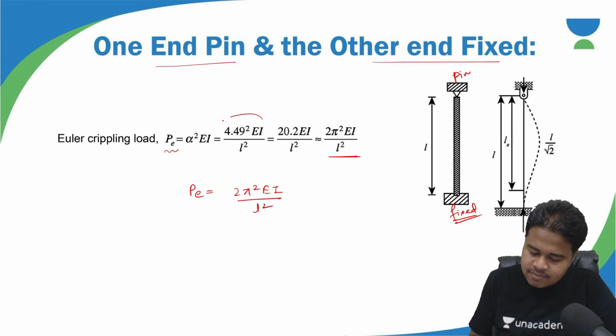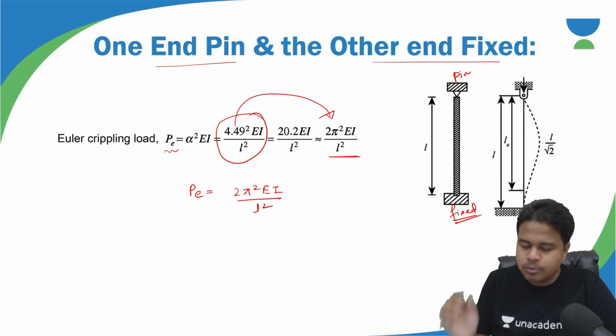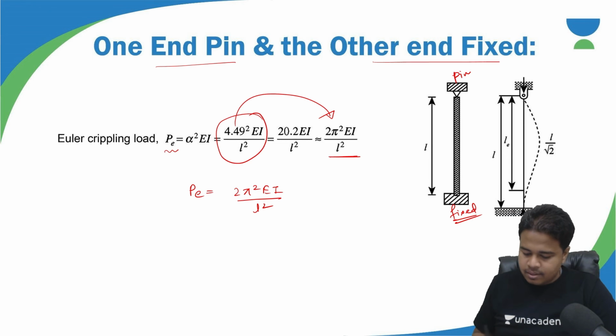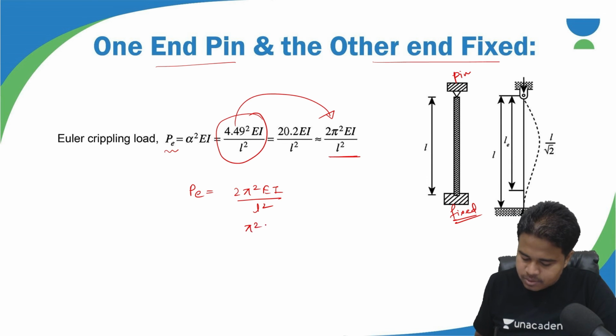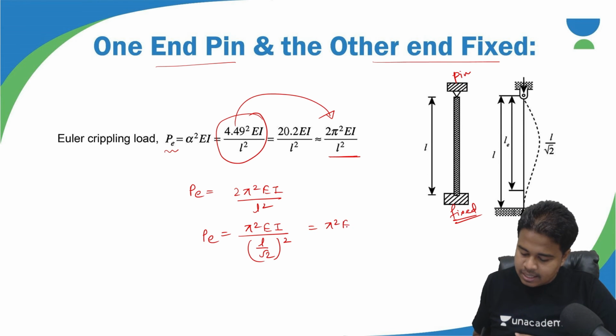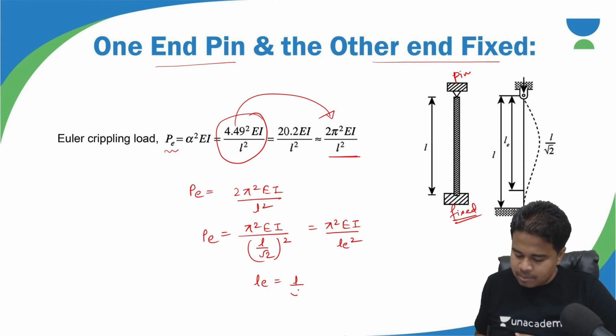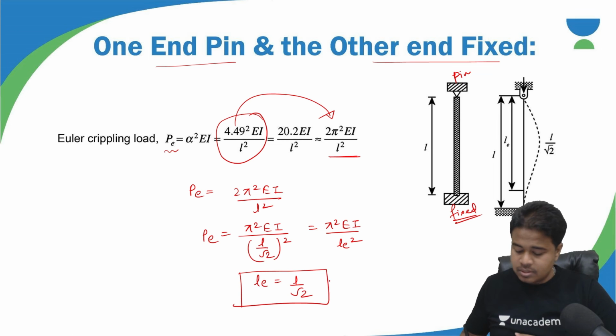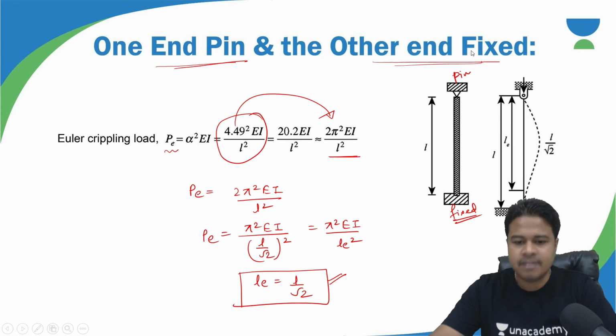Actually, we will get this value. Then I approximated this value into 2 pi square. So pi square EI divided by L upon root 2 whole square, I can write like this. So here pi square EI divided by L effective square. So L effective value is L upon root 2. So this is the effective length for one end is pin and another end is fixed.